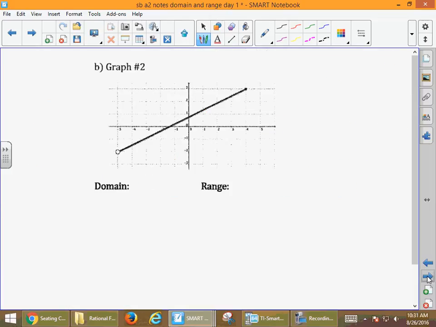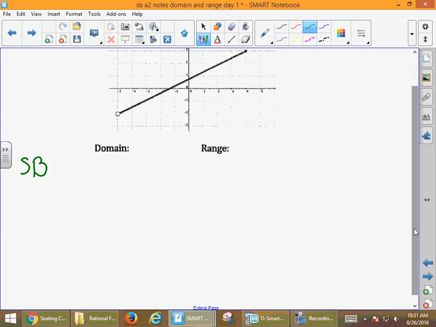When we look at graph number 2, we want to write this in set builder notation and interval notation. We have an endpoint here and an endpoint there. No arrows, that's something to look out for. So as we look at our domain, once again, in set builder notation, we want to look for what's the smallest x value.